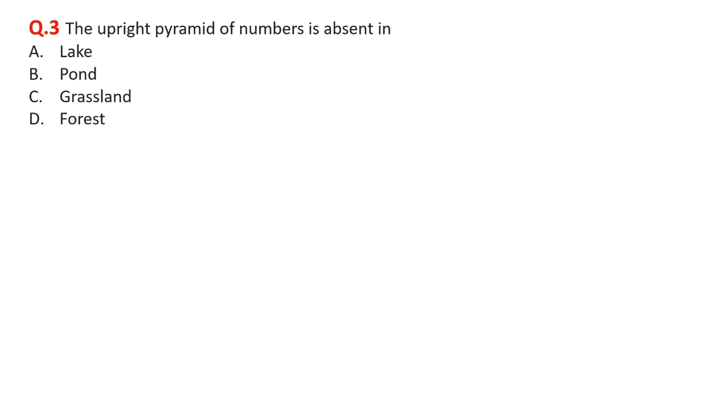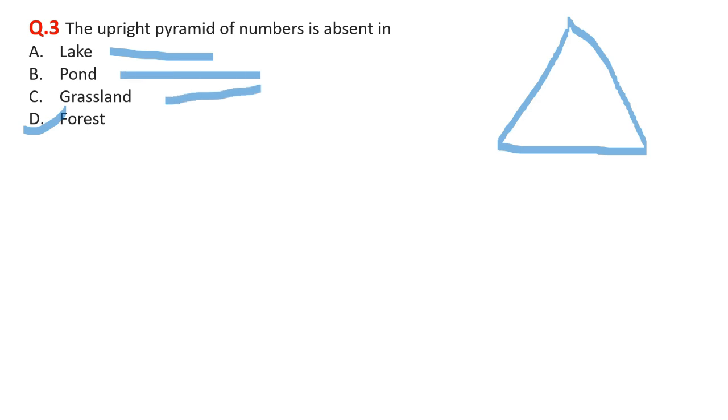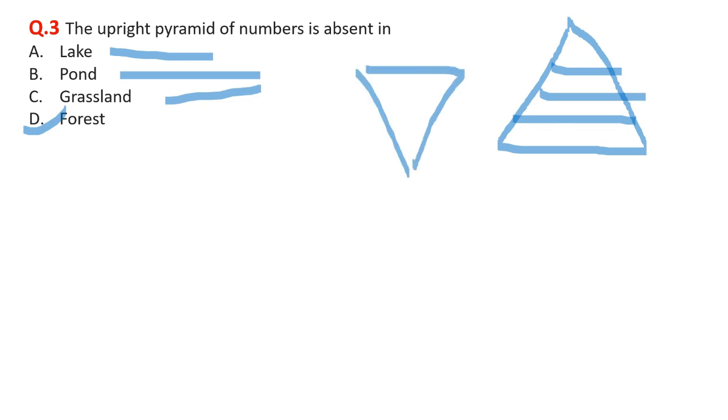The upright pyramid of numbers is absent in lake, pond, grassland, forest. So here the correct answer is option D, that is forest. You have learned about the upright pyramid in ecosystem. So this is the upright pyramid. In lakes, ponds, grassland, the pyramid is in this shape only. But if you see the forest, it is a combination of upright as well as inverted.